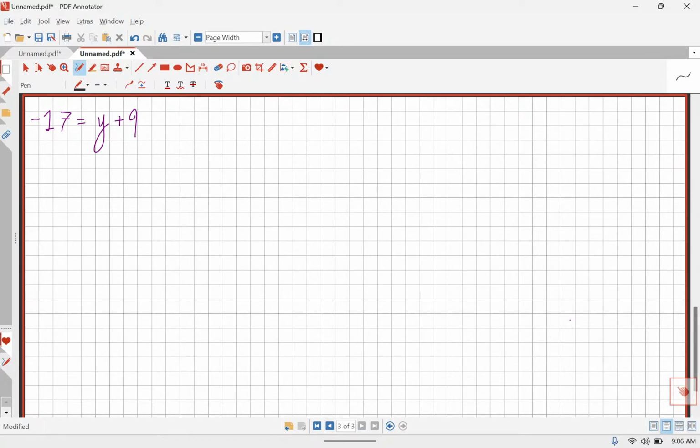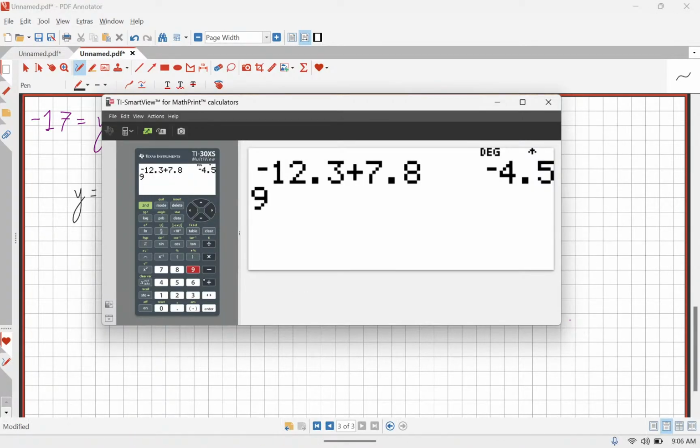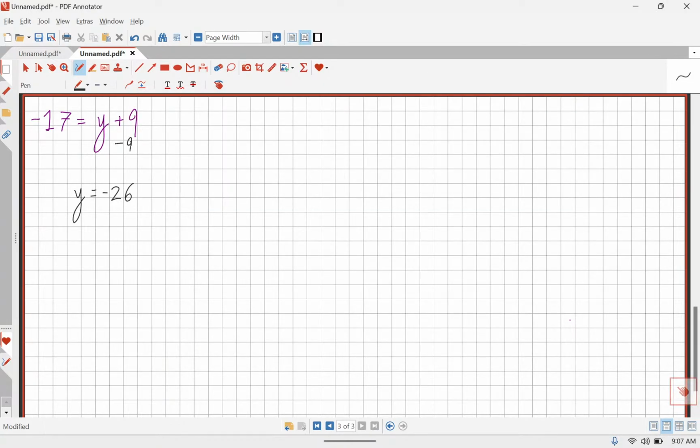Tommy, what did you get for this? How many of us got y equals negative 26 for that? Let's see, how did you get that? Go ahead, Tommy. Let's see, 9 plus negative 17? I'm not sure. That's negative 8, though. Aha! You did negative 17 minus 9. Very good. Because that is the opposites and balance talking, right?